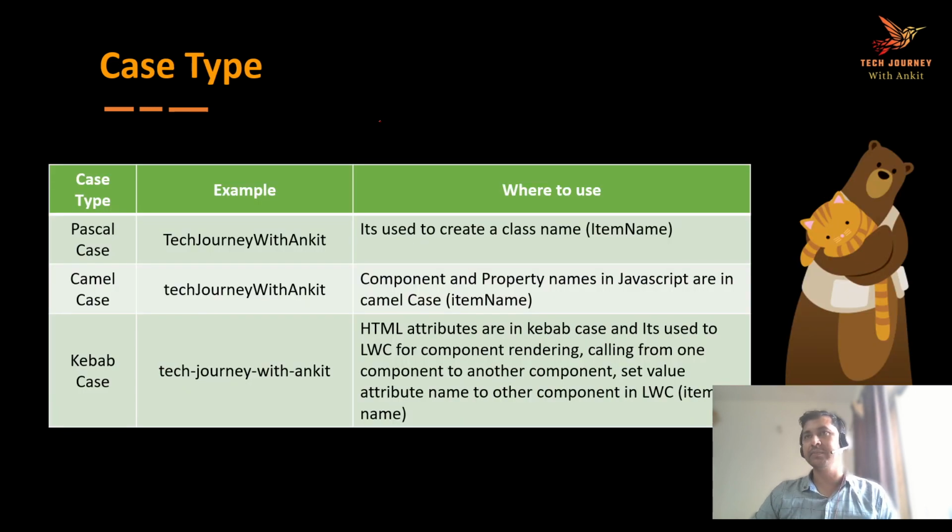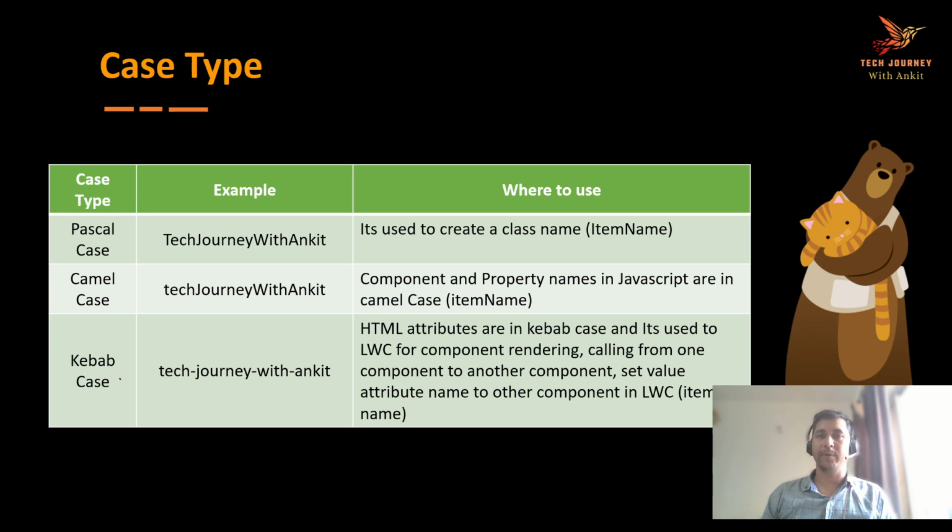Moving towards the next term, that is the case type. What different case types do you need to consider whenever you are working on a Lightning Web Component? Particularly, Lightning Web Component deals with three different types of cases. First is the Pascal case, second is the camel case, and third is the kebab case. Before I switch to the case types, let me show you first how to create the component, and from that created component we will try to understand how the case types work.